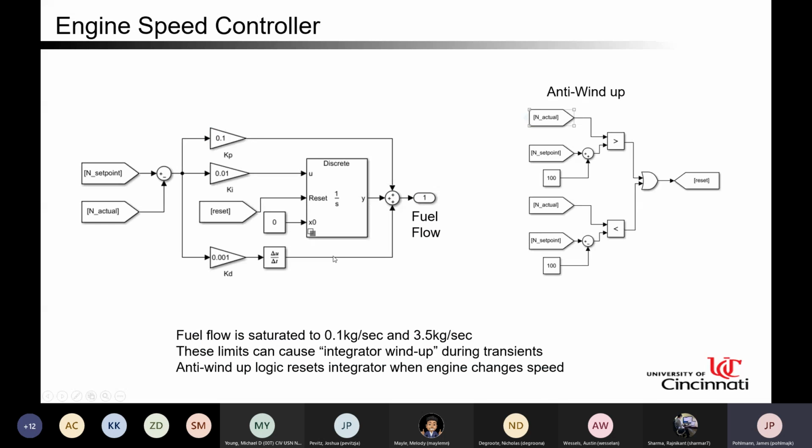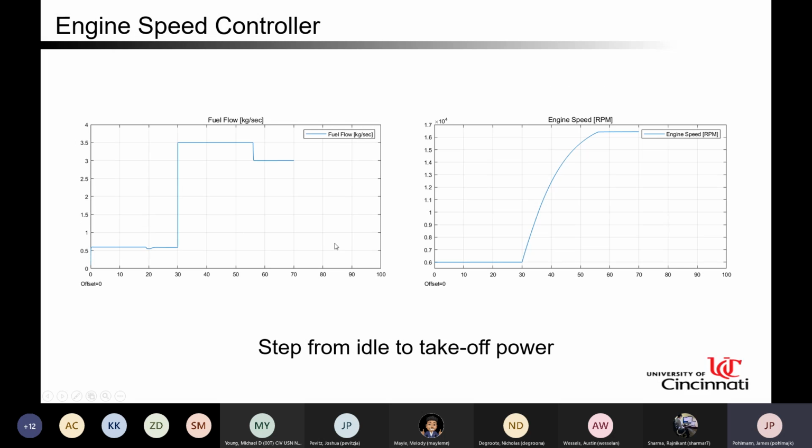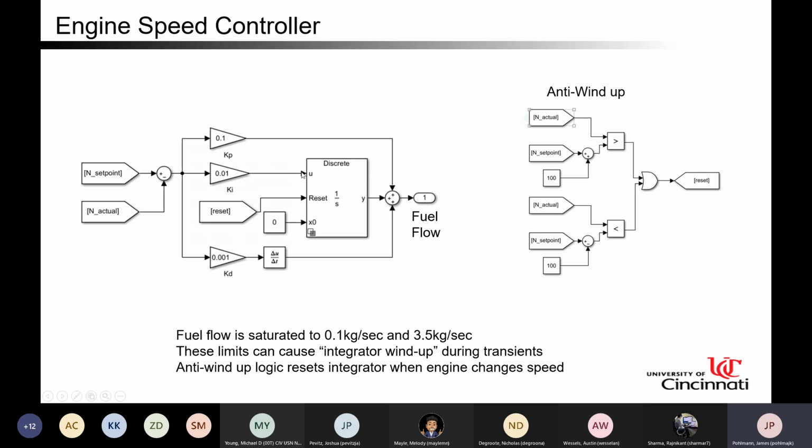So our multivariable control system broke down to the simple control of two independent systems. I utilized a PID controller for both. Here's a PID controller for the engine speed control. I can't talk about anti-windup right now.